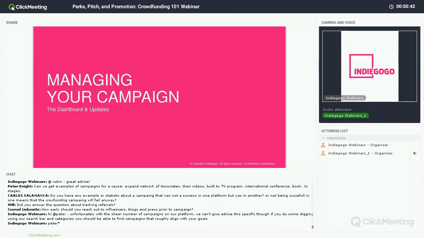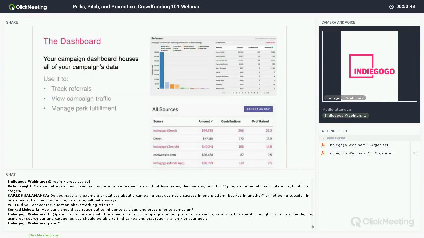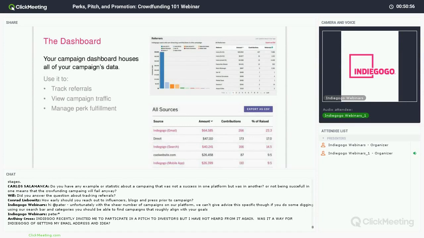And I'm just going to go through them pretty quick, but you can email our support team if you have more questions about this. You're going to have access to a lot of data. You'll be able to track referrals, so you could run referral contests through Indiegogo. You can view your campaign's traffic. You can see how many people are coming to your page, how many people are contributing, what people are contributing.